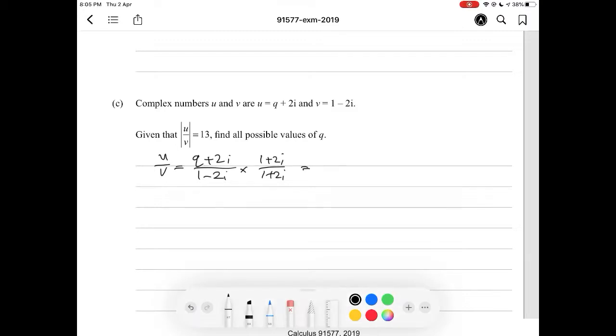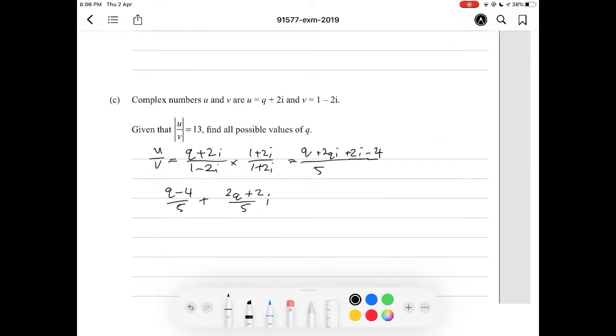On the denominator we have 1 times 1 and negative 2i times positive 2i, which should give us 5. On the numerator we have q plus 2qi plus 2i, and 2i times 2i, 4i squared, which is negative 4. Now we're going to split this fraction into its real and imaginary parts. The real part is just the part without the i. So q minus 4 over 5, plus 2q plus 2 over 5 i.